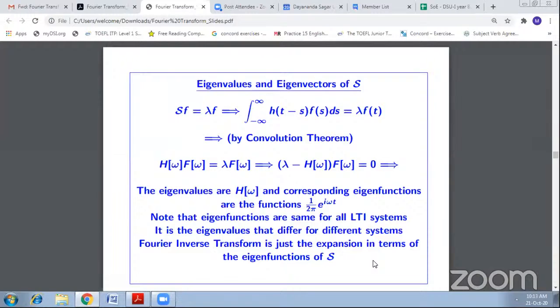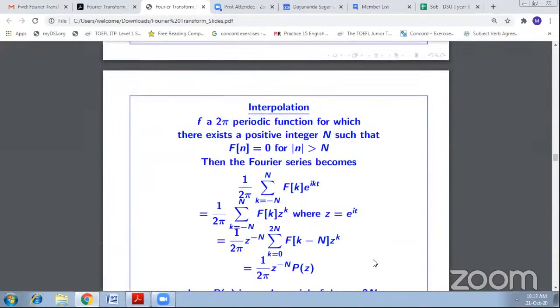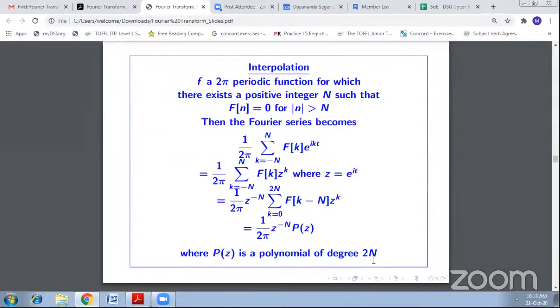Okay, next slide, please. The next idea where Fourier transform plays an important role in application is interpolation. Let me go through this. Suppose I have a 2 pi periodic function for which the Fourier coefficients are all 0 beyond a certain stage. So if I write the Fourier series for the function, all those terms beyond a certain stage will be 0. So I will only get k equal to minus n to n.